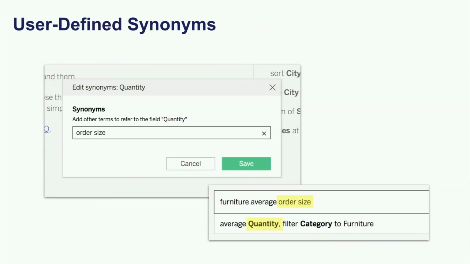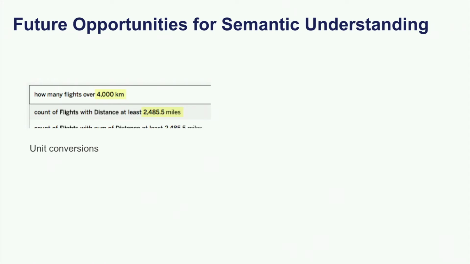Another example of a similar type of thing involves user-defined synonyms. If you happen to be working with data that doesn't match one of the well-known data roles that Tableau has, you can provide your own synonyms and you'll get a similar mapping experience. Here I have a field called quantity, but if I add a synonym called order size, I can ask questions about either one and I'll get the same results back. And you can imagine how this would grow and scale and how we would add more support for other types of semantic understanding.